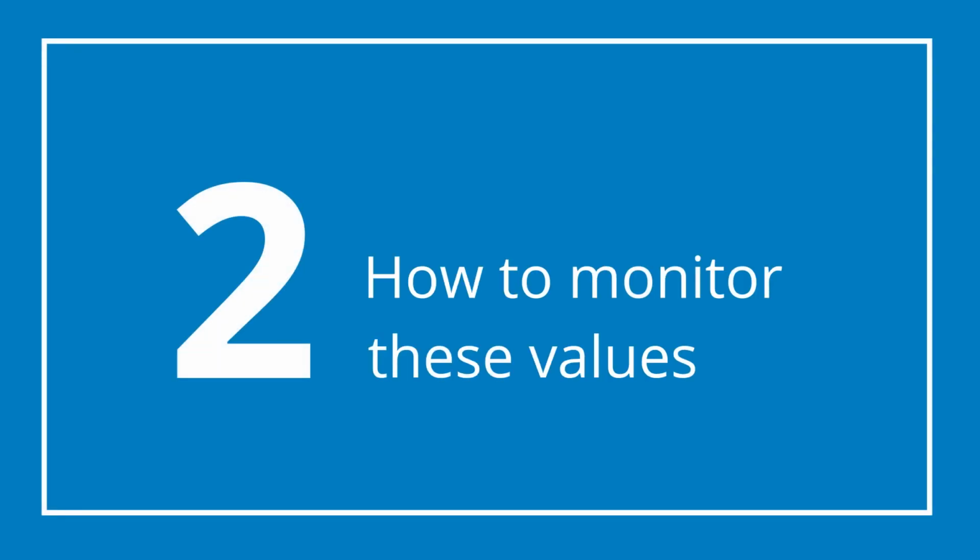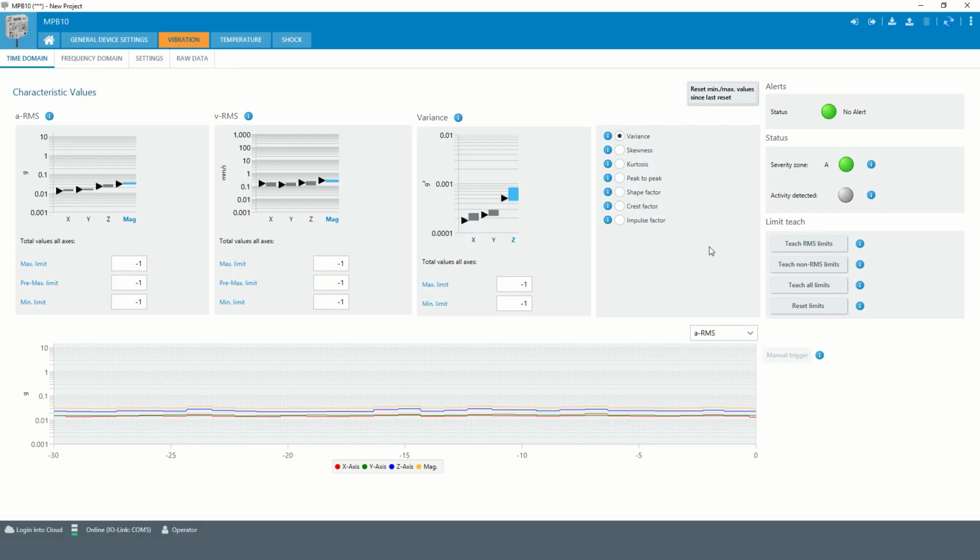Chapter 2: How to monitor these values. The key values in time domain can be monitored by setting limits. The simplest way is via teach-in, as the limits are set automatically based on the current measured values. There are 3 teach-in options.